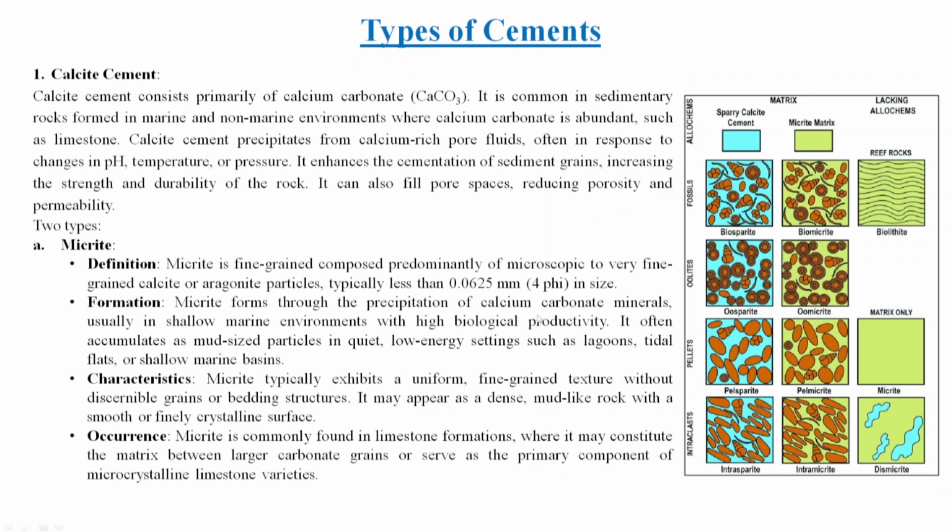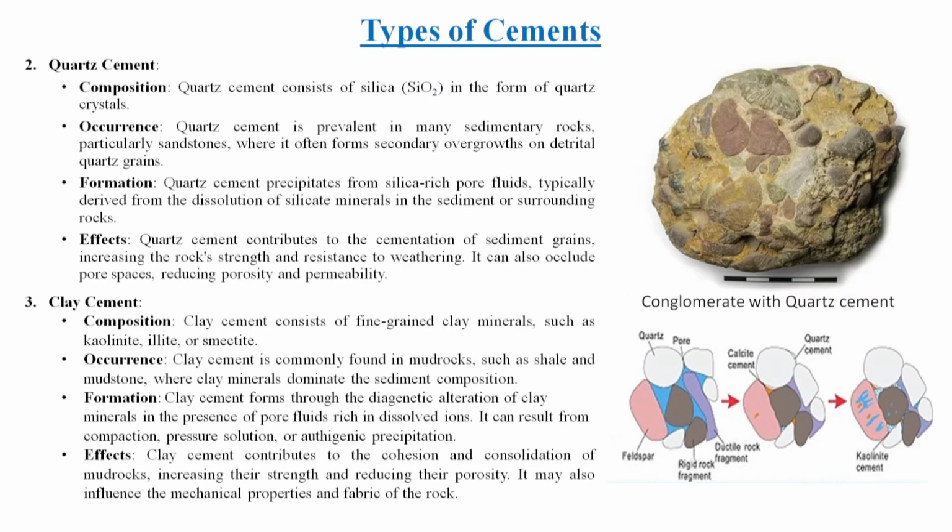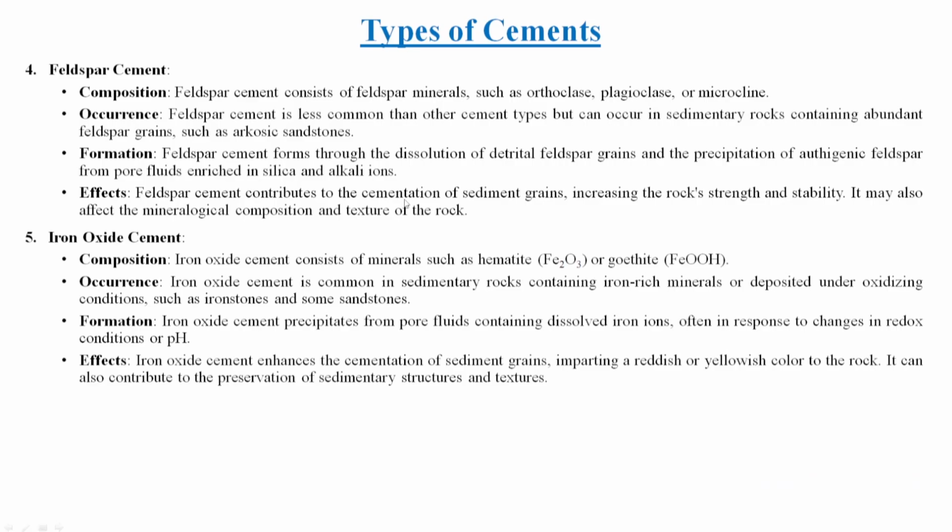Then we will talk about the cements. There are again different types of cement: calcite cement, which is grouped into two categories, sparite and micrite. Then you have quartz cement and clay cement, which are effective when you are doing the primary cementation or the later cementation process. Then you also have feldspar cement and iron oxide cement. These are grouped into these classes based on the mineralogy of the cement.